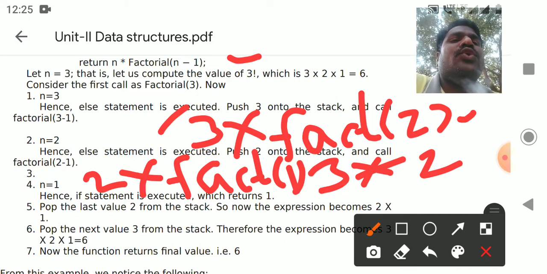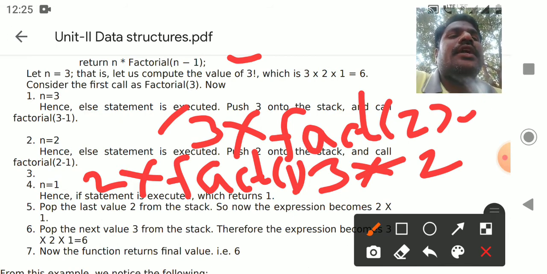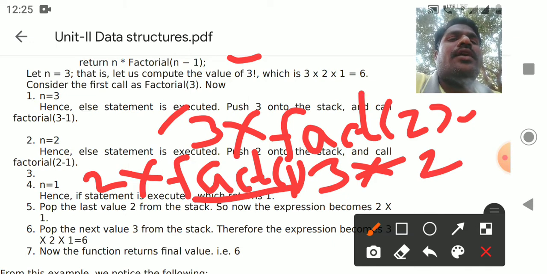Now, n is equal to 1. Is 1 less than 1? No. Is 1 equal to 1? Yes. Hence, when n is equal to 1, the return statement will be executed. The return value is 1. Now, whenever there is no function value, the previous element will be taken back. That is, already the result of fact of 1 is 1.